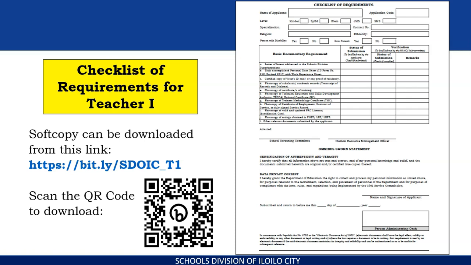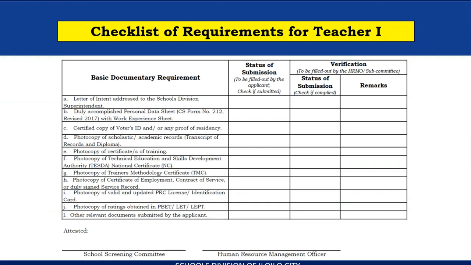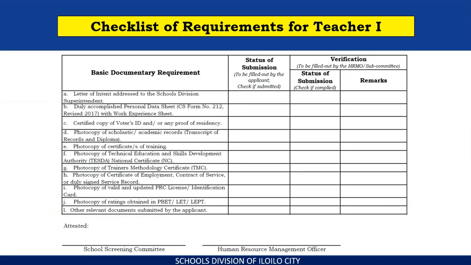The first part of the checklist would include the information of the applicants, the name of the applicant, level that you intend to teach, specialization, contact number, religion, ethnicity, then questions if you have disability or if you are a solo parent. On the upper right side of this form would be your application code that will be provided by the school screening committee. The second part is the checklist of requirements.